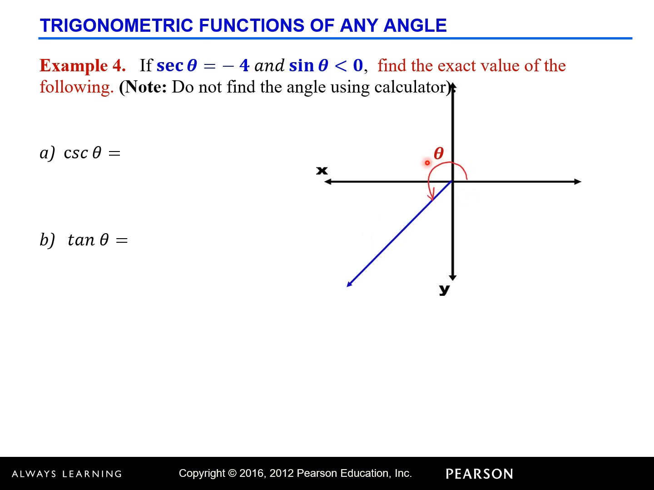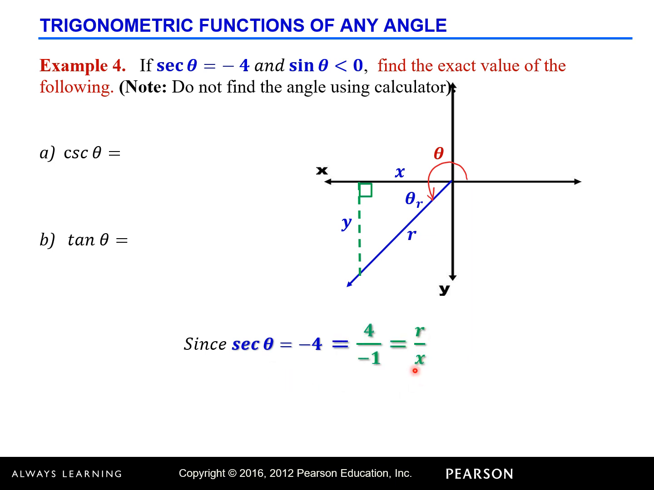Since theta is not an acute angle, we can define the reference angle, which is an acute angle formed by the x-axis and the terminal side. So this is the reference angle. Let us create the reference right triangle. In this reference right triangle, this vertical distance is the y, this is the x, and this is the r. Then let's do the same. The given is secant theta equal to -4, and secant theta is defined as r over x.